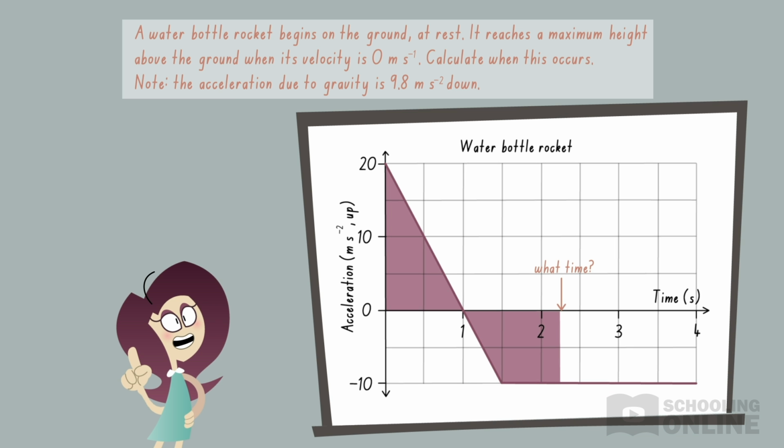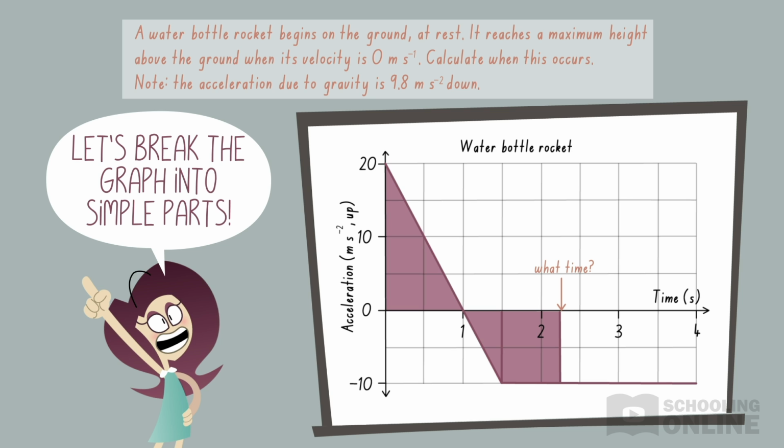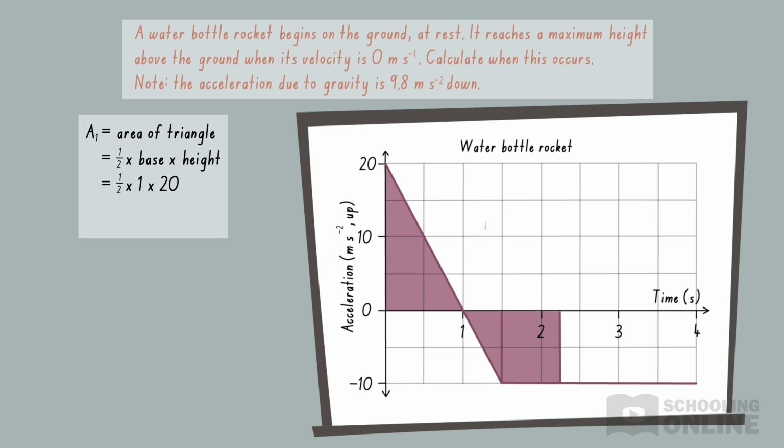To make this easier, let's break the shaded region into 3 simple shapes. We can easily find the dimensions of both triangles, but we don't know the rectangle's width. The first triangle has a height of 20 metres per second squared up and a base of 1 second. Therefore, it represents an area of 10 metres per second up.